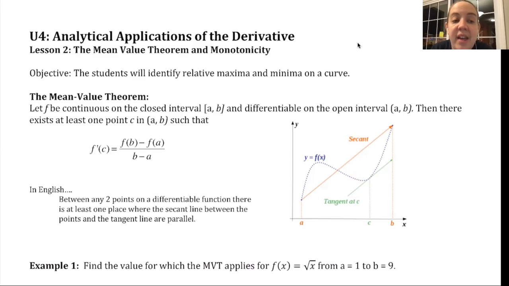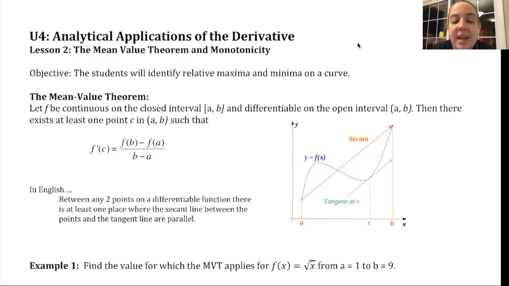The mean value theorem: let f be continuous on the closed interval a, b, that's what the brackets are, and differentiable on the open interval from a to b, that's what the parentheses are. Then there exists at least one point c in (a, b) such that f prime of c is equal to f of b minus f of a over b minus a. Calculus theorems are very wordy. So what about in English?